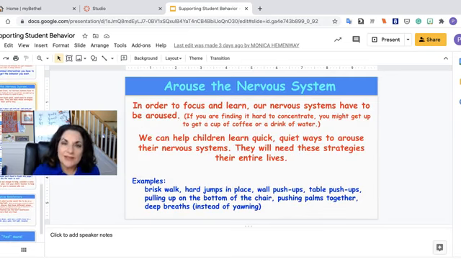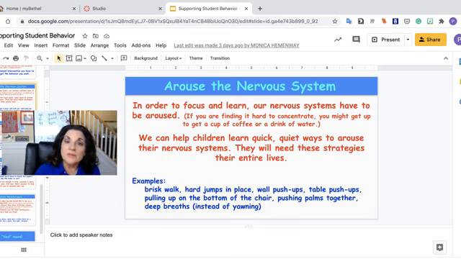So this seems a little bit contrary to think that we need to arouse our nervous system because we feel like we need to tell kids to calm down. But actually, we know that we have to arouse our nervous system in order to focus. And you can think about a time when maybe you needed to study, or you were reading, or you were at work, and you knew that you needed to get up and walk briskly to the water fountain or go get a cup of coffee or something like that. So that is a strategy you develop to arouse your nervous system. And we can help our children develop these strategies, and it will benefit them for their whole lives.